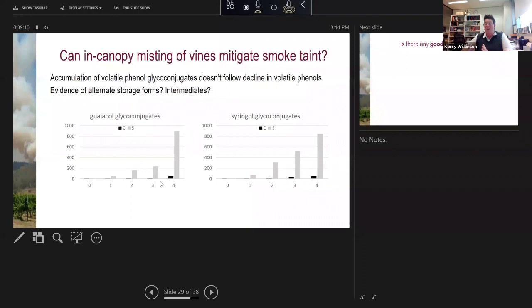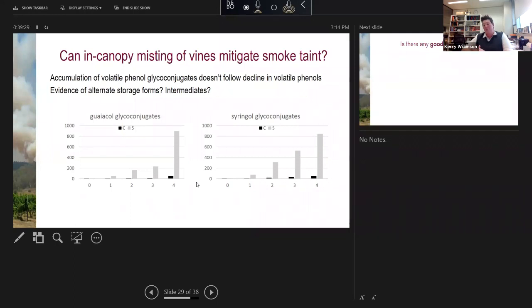possibly between 1 and 7 days post-smoke exposure, that if you go out and sample your grapes to send away for chemical analysis to determine whether you've got smoke taint, you're going to significantly underestimate what you will see either in the grapes at harvest or, more importantly, what you might see in the wine.